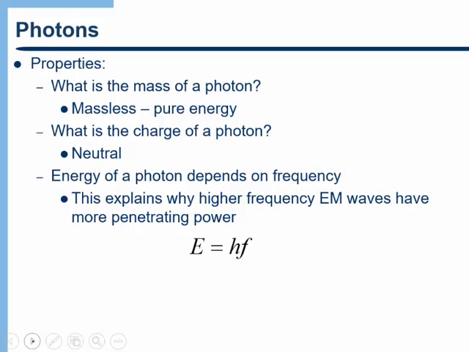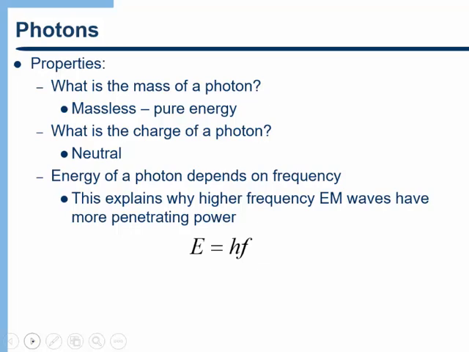And by the way, you'll notice that this explains something that up to this point we haven't been able to explain using just the wave theory. And that is why higher frequency electromagnetic waves have more penetrating power. So for example, you know that visible light just bounces off your skin. But ultraviolet light, which has a higher frequency, penetrates deeper into your skin, and that's why ultraviolet light is responsible for skin cancer, because those higher energy photons can penetrate deeper into your skin.